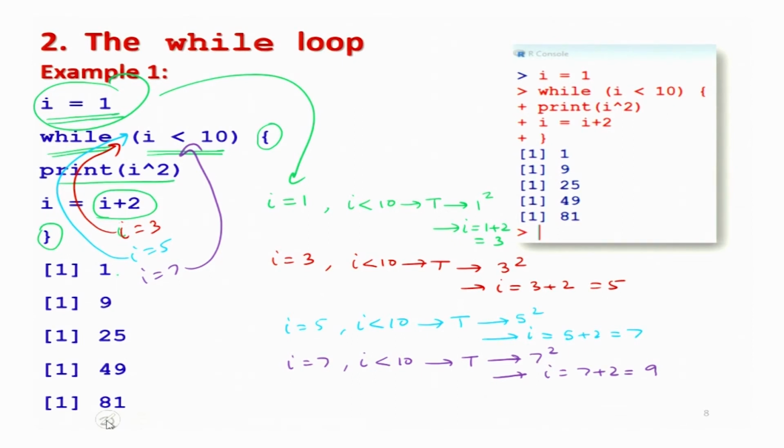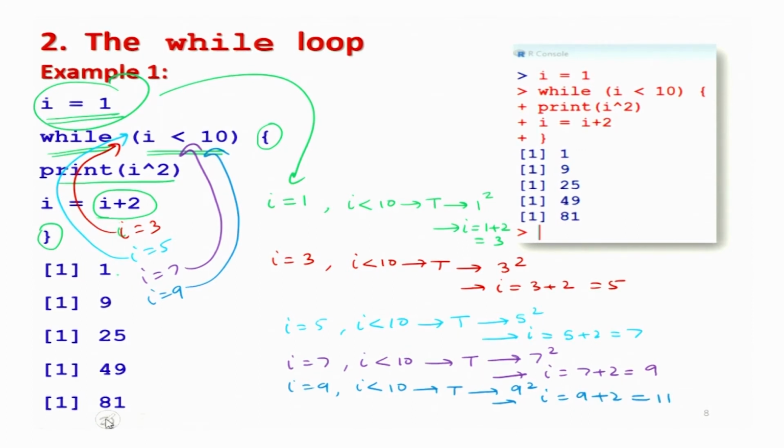And now, after this, I equal to 9 is considered and it is transported back to the while condition. So, I equal to 9 is there, and it checks whether I is smaller than 10. The answer comes out to be true, and then 9 square is printed, and then I is replaced by 9 plus 2, equal to 11.